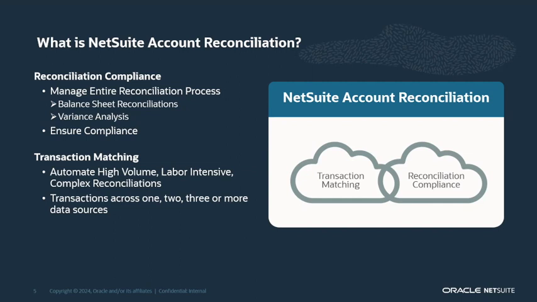Transaction matching complements reconciliation compliance by providing automation for higher volume and/or more complex reconciliations. It can reconcile transactions across multiple data sources with customizable attributes. While it can certainly be used for balance sheet reconciliations, it can also be used for non-balance sheet reconciliations or operational reconciliations, such as system-to-system recons, expense reimbursements, payroll, etc. Let's dive a little bit deeper into each of these areas.